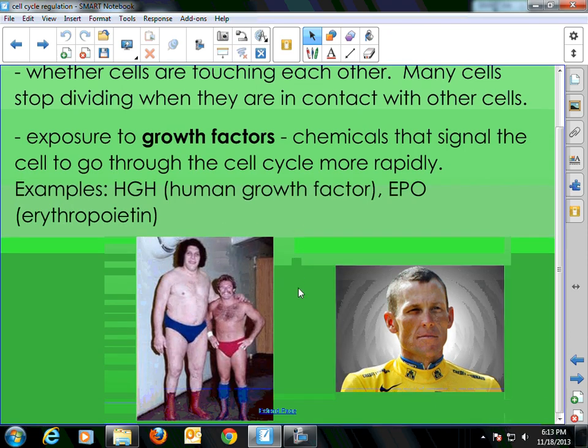Let's take them one at a time. If we look at this man in the picture on the left, his name is Andre the Giant, and you may recognize him. He was a professional wrestler back in the 1980s, 90s, and he was enormous. I think he stood something like 7 feet 7 inches tall, weighed in excess of 500 pounds, and just dwarfed normal sized men that he stepped in the ring with.